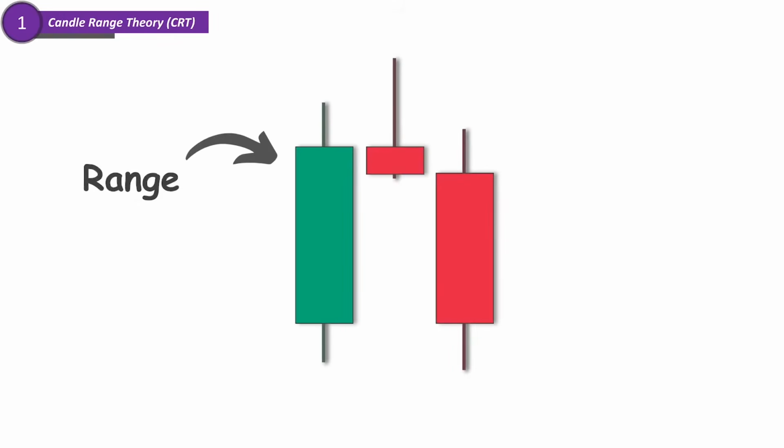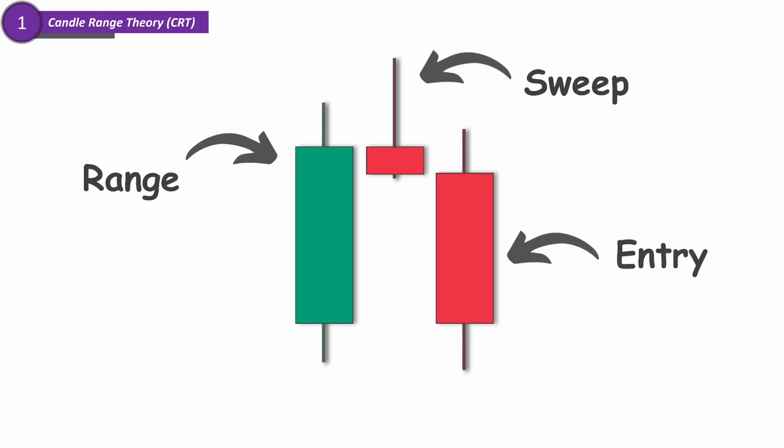The first candle defines the range. The second candle creates the sweep. The third candle provides the entry. Let's break this down step by step as a concept.